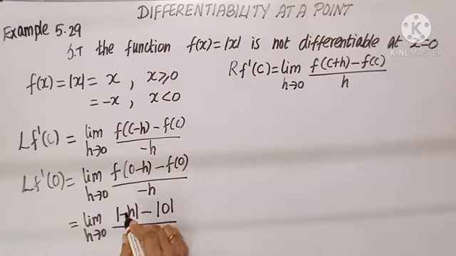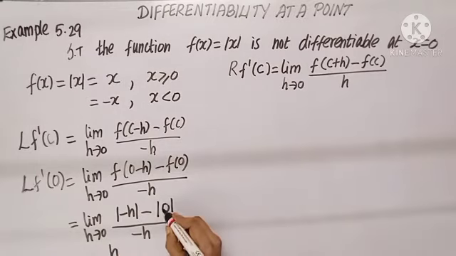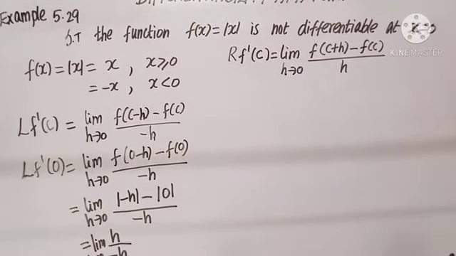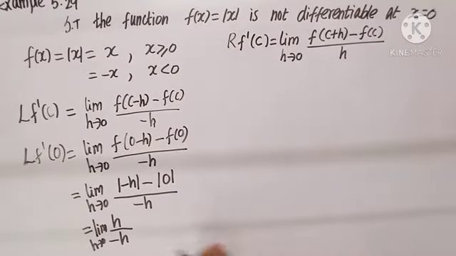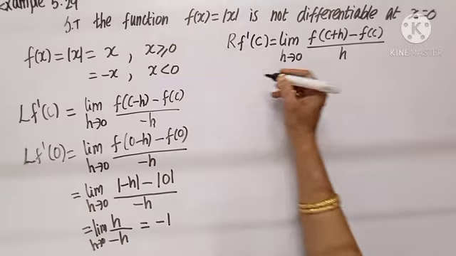Modulus always gives a positive answer. Modulus of 0 is 0, ignore. So I get the limit as h tends to 0 of h by -h. My answer is -1.